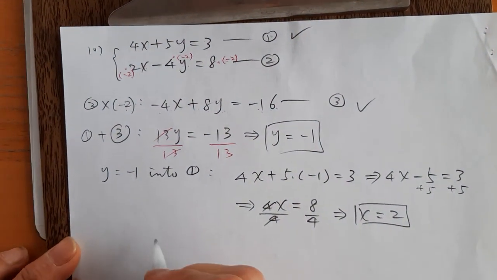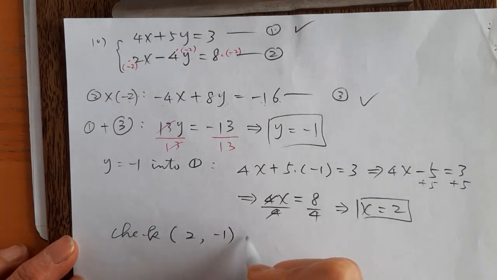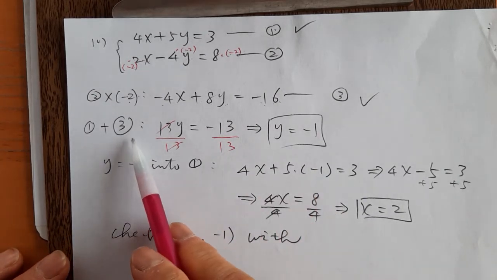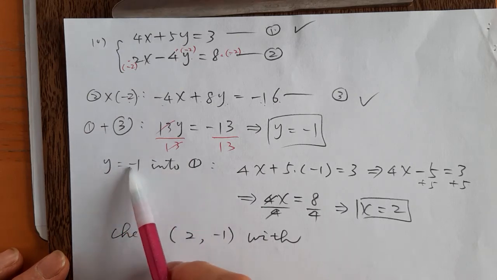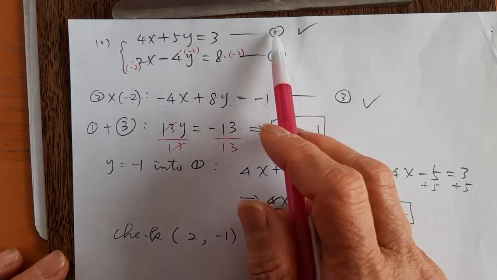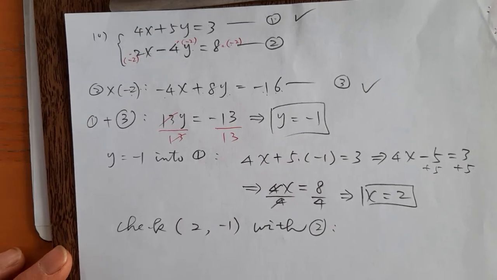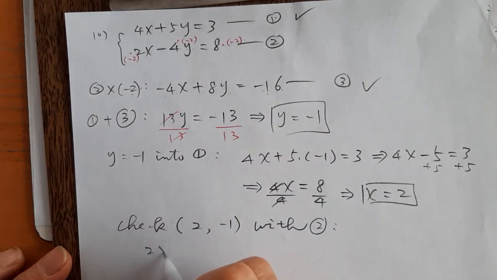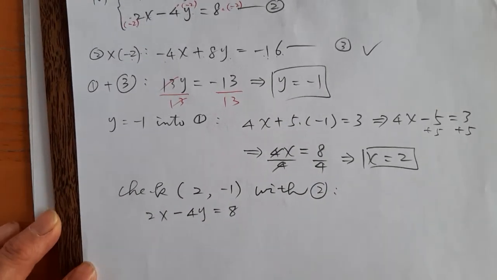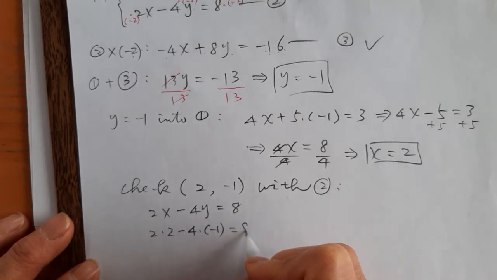Then you check it. x is 2, y is -1. With which equation? Because we plugged y equals -1 into the first equation to get x equals 2, we don't check with the first equation, we check with the second equation. The second equation is 2x minus 4y equals 8. Plug in: 2 times 2 minus 4 times -1 equals 8.